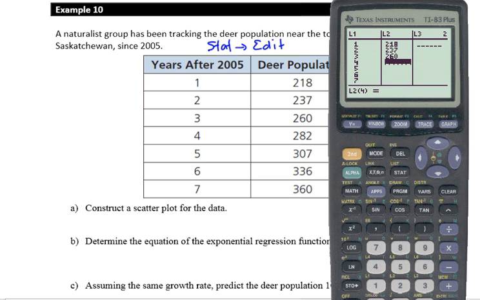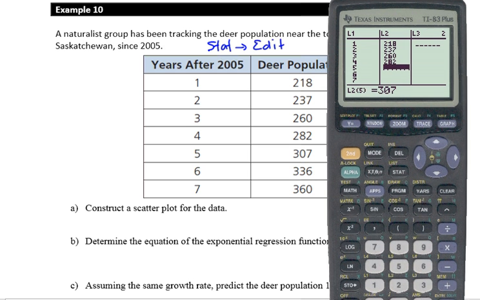60, 282, 307, and 336, 360. Okay? When you're writing your diploma, make sure to double check that you entered in your data correctly, right? Take your time, double check it.